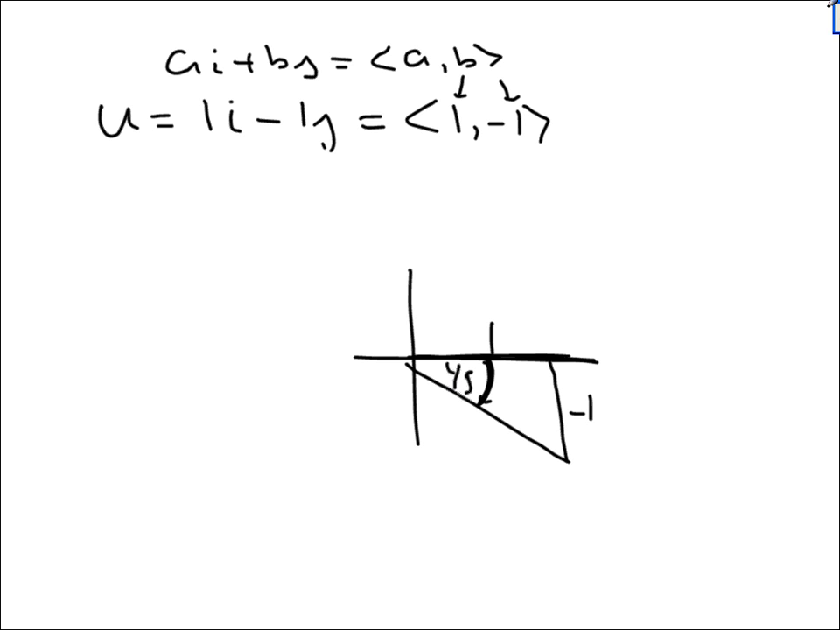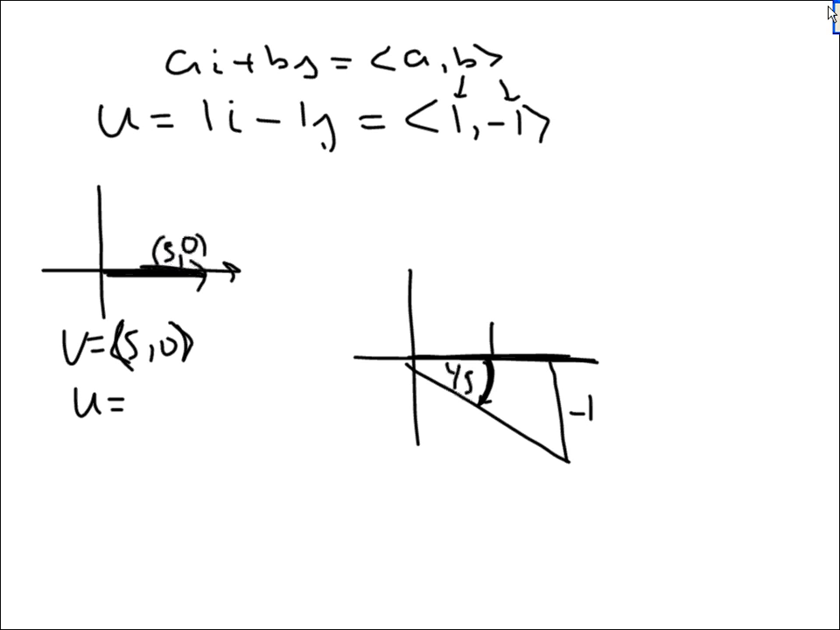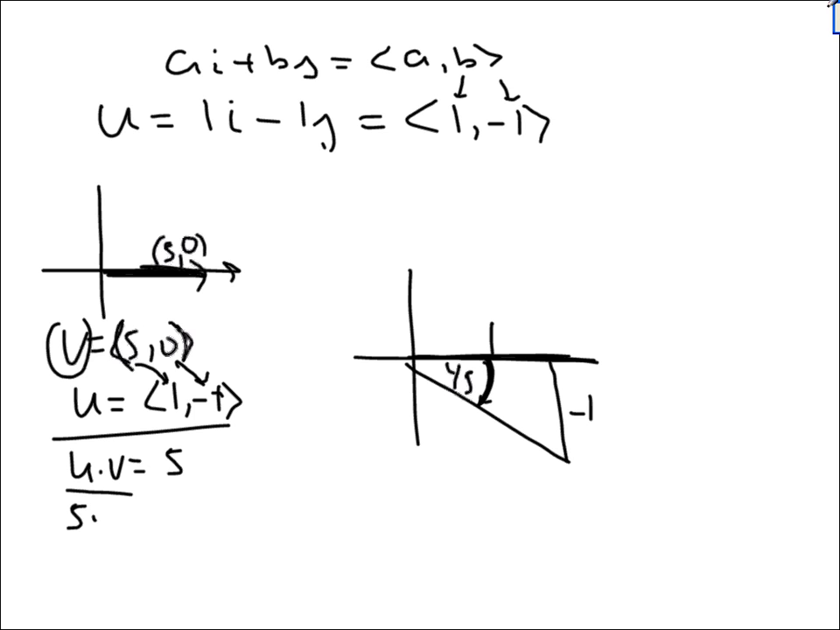Now remember, the positive x-axis, doesn't matter how long it is, say it's 5. That's v. And u is 1, negative 1. So u dot v would be 5. 5 times 1 is 5, 0 times negative 1 is 0. You add them up, you get 5. Then we divide by the length of v, which is 5, times the length of u, which is the square root of 2. So we get 1 over square root of 2.